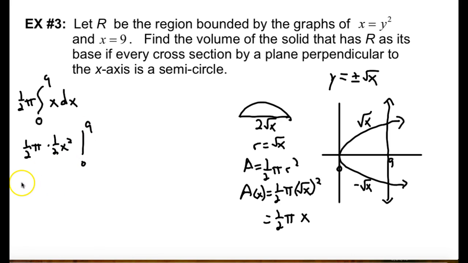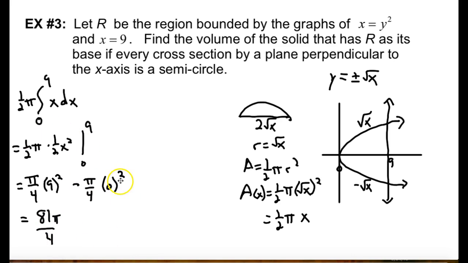So this just ends up being, I can multiply those 1/2s together and say that this would just be pi over 4 times 9 squared minus pi over 4 times 0 squared. So 9 squared is 81, so we just end up with 81 pi over 4. So what we found there was the volume of this figure, if we think about cross-sections coming out of our paper here, our semicircles. All right, so that's it for this note sheet.